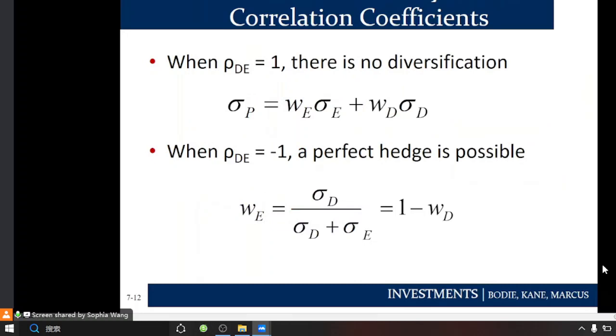So we can see here is more extension. When rho equals 1, there is no diversification. Okay, so if rho equals -1, a perfect hedge is possible. This is hedging, a perfect hedging.